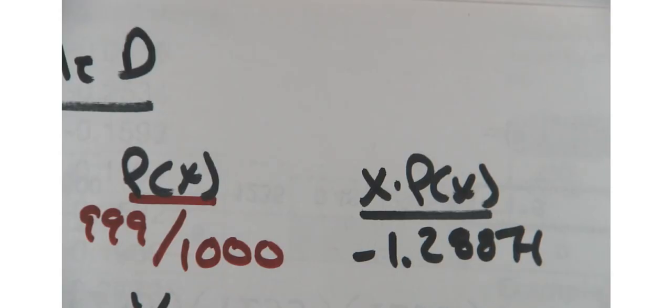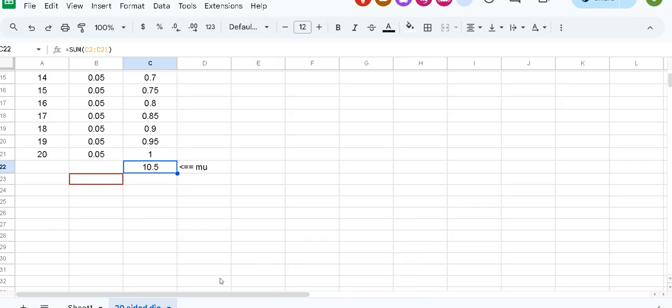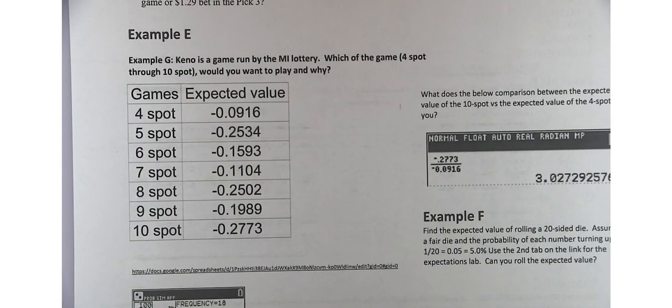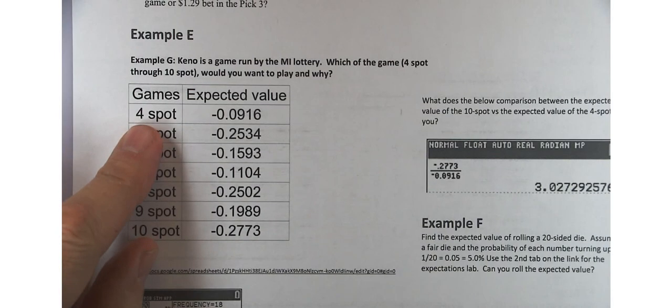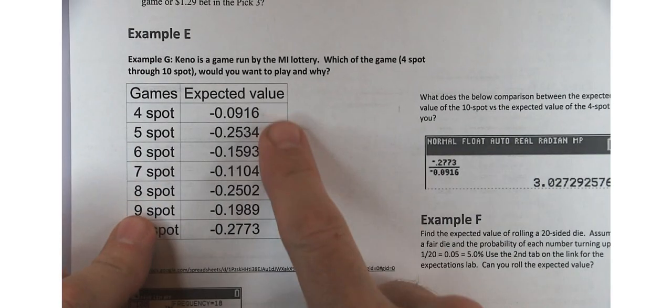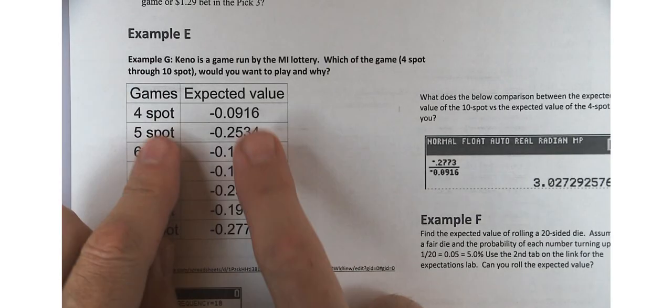So let's take a look at one last thing here. Let's go back to my handout and zoom out. The Michigan Lottery has a game called Keno. They have 80 numbers, they draw out 20, and depending on how many you play, you can try and match 4 out of the 20, or 5, or 6, or 7, all the way up to 10. And I've gone through and I've computed the expected values for each of these different ways to play Keno.